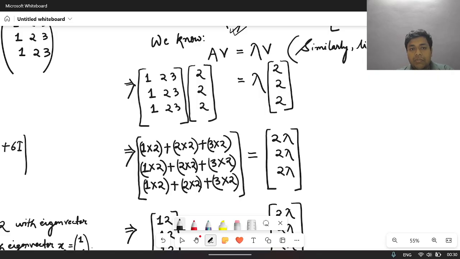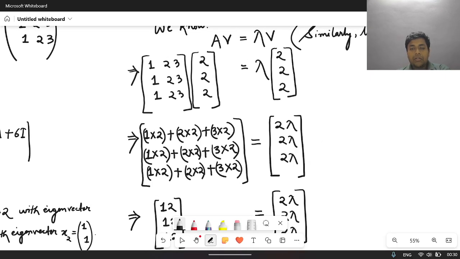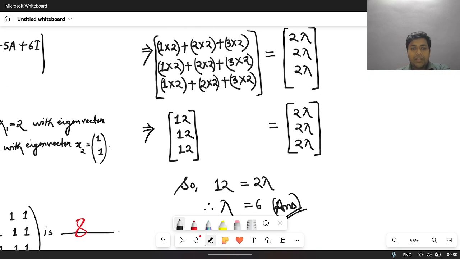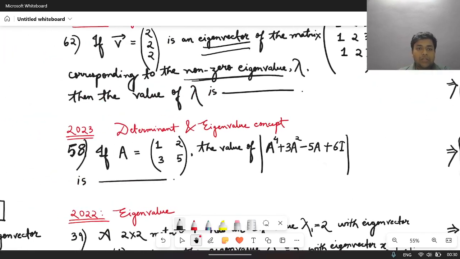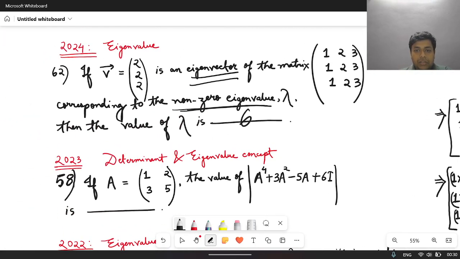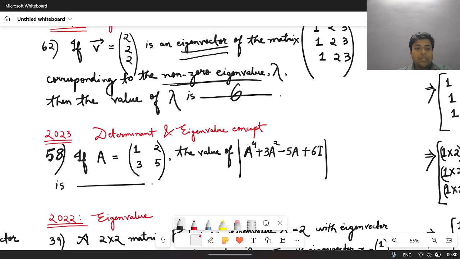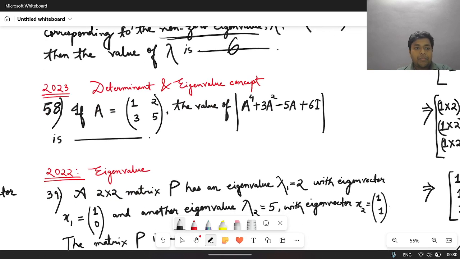So now we have just done matrix multiplication, nothing else. We know a matrix is multiplied as row multiplied by column. So this is how I have done the calculation. You can take a look for a minute. Fine, this is the step. So we equated both sides and found that the value of lambda is 6. So this is your answer, 6. You can pause the video and see.